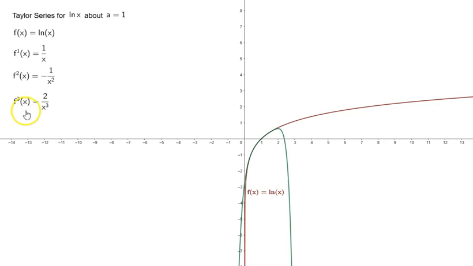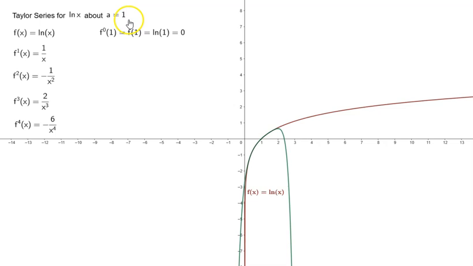The third derivative of natural log of x is 2 by x cubed. So x to the power of minus 2 comes down. So we have minus 2, which becomes 2, times x to the power of minus 2 minus 1. So that is minus 3. So we take it down, it becomes x cubed. Similarly, fourth derivative is minus 6 by x to the power of 4.